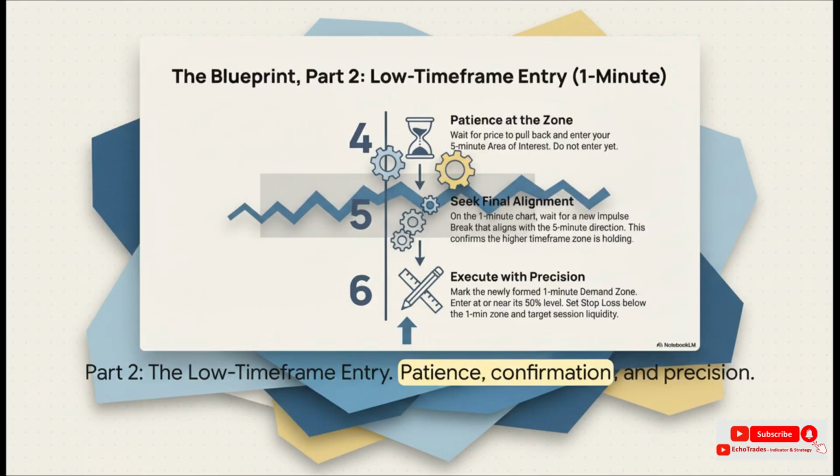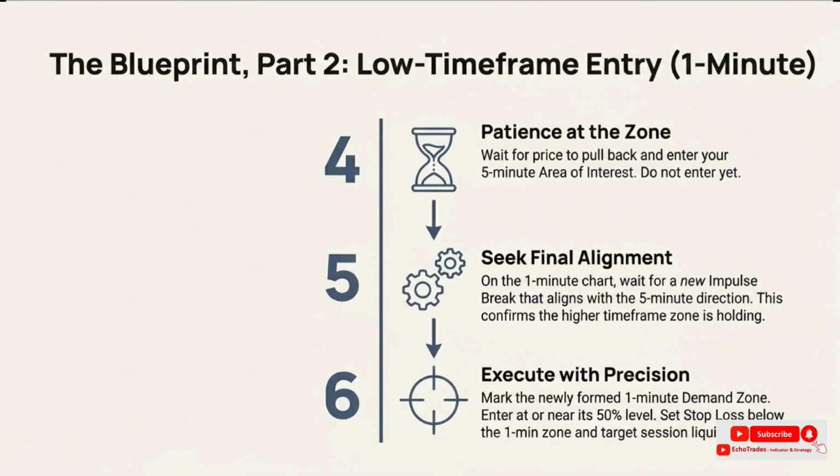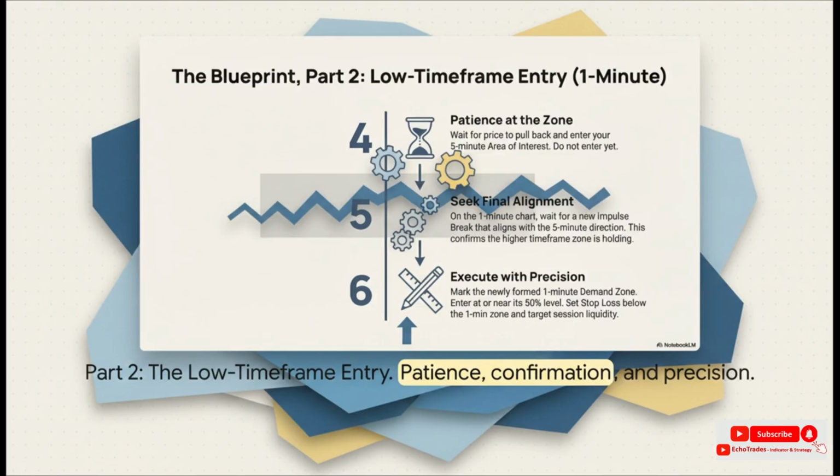This is all about precision on a lower time frame, like the 1-minute chart. So step 4 is all about patience. We just wait for price to come back to us to enter our zone. Step 5, we need that final confirmation, a new, smaller impulse break on the 1-minute chart to give us the green light. And then finally, step 6, we pull the trigger, we execute the trade with a tight stop loss and aim for that session liquidity we identified earlier.